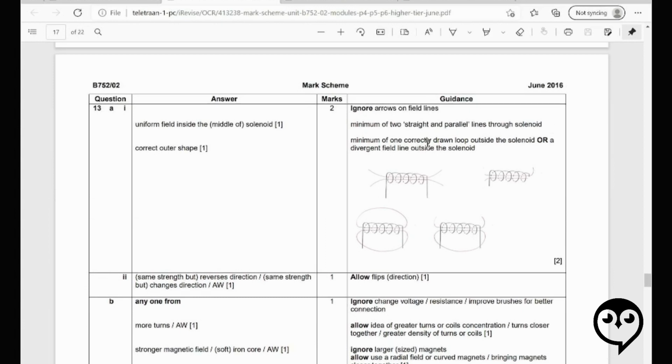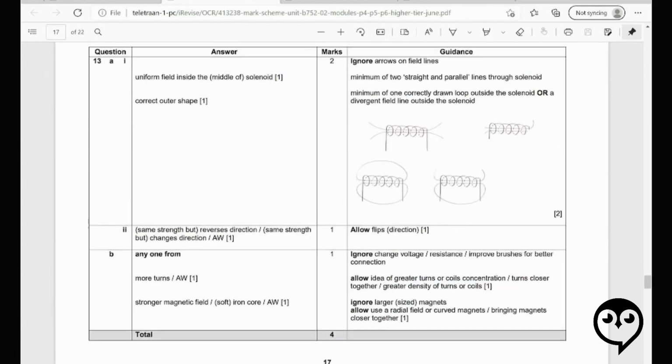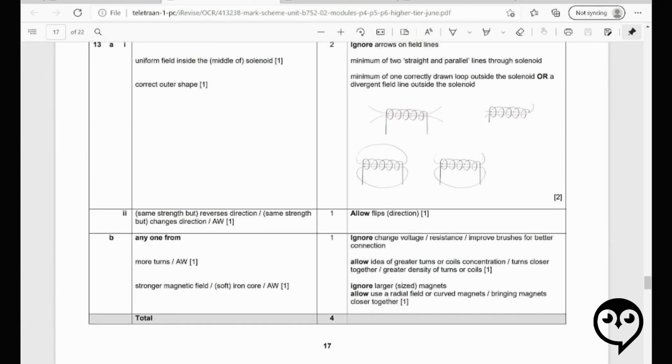But minimum one correctly drawn loop outside the solenoid or divergent field outside. Okay, so you could just have it kind of coming out. I said 1 down the middle and then 2 on either side, but either way. Okay, in part double I, when they change the direction of the current, we're going to flip the direction of the magnetic field, something like that we had said, okay?